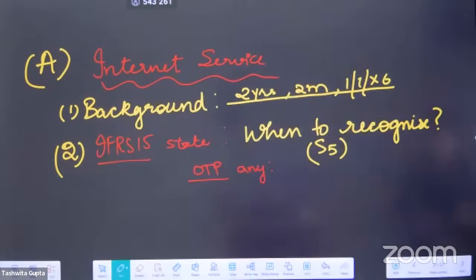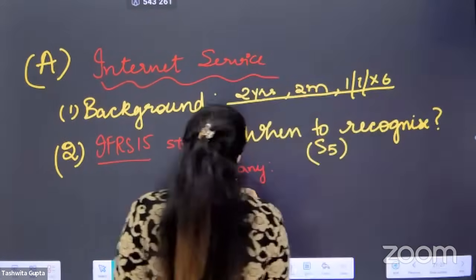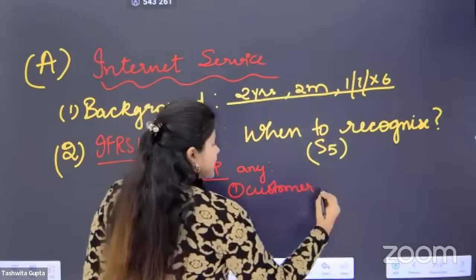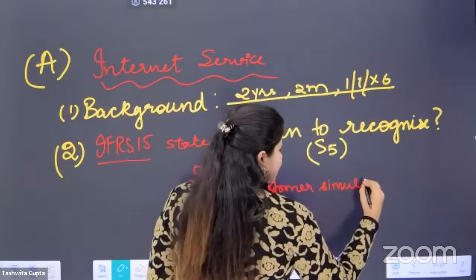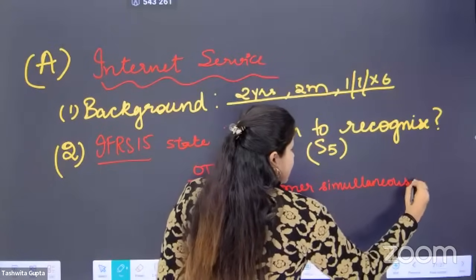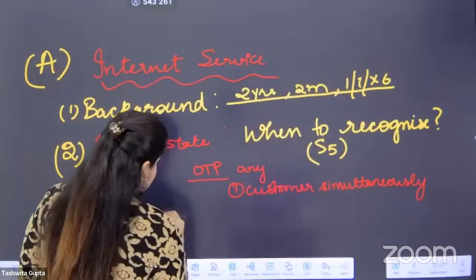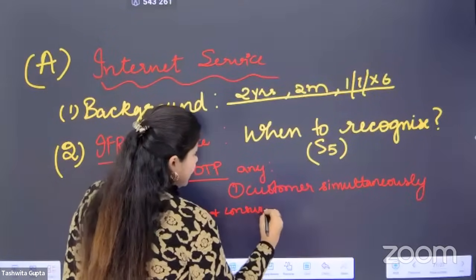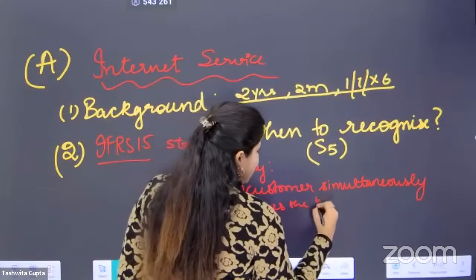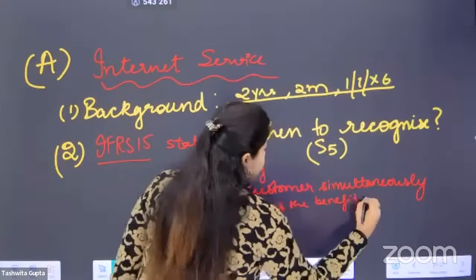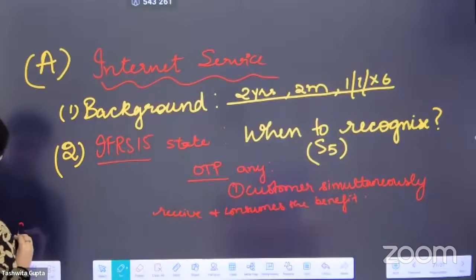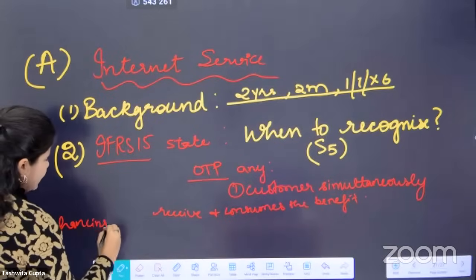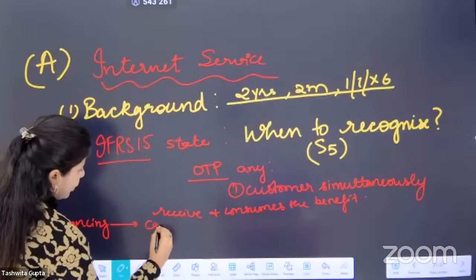Very good. Condition number 1: the customer simultaneously receives and consumes the benefit. Secondly, I am enhancing an asset of the customer. That means I am enhancing an asset which is controlled by the customer.